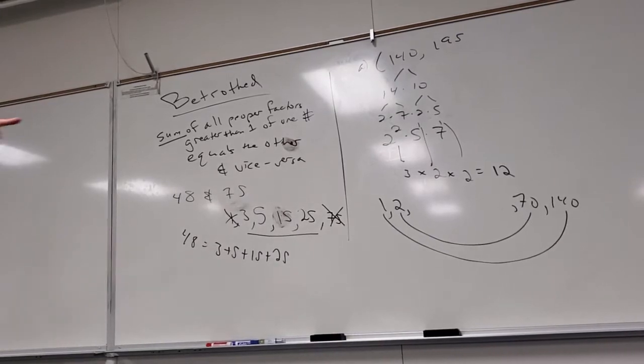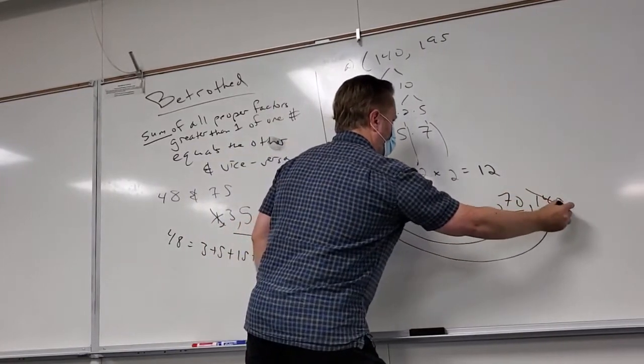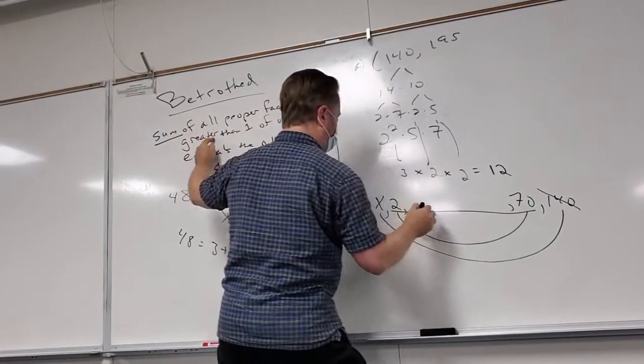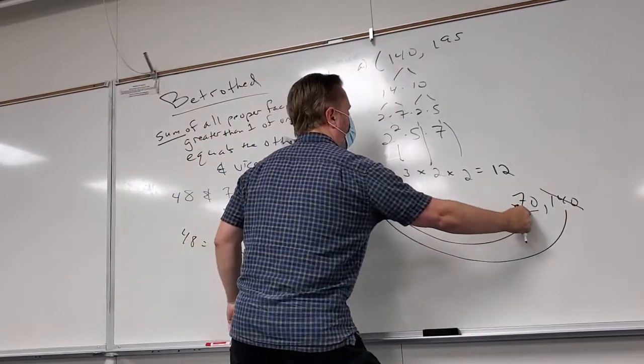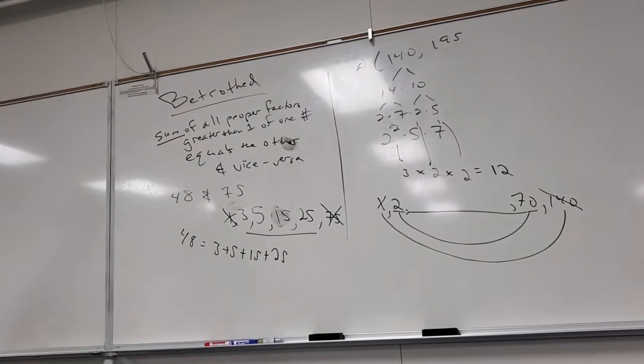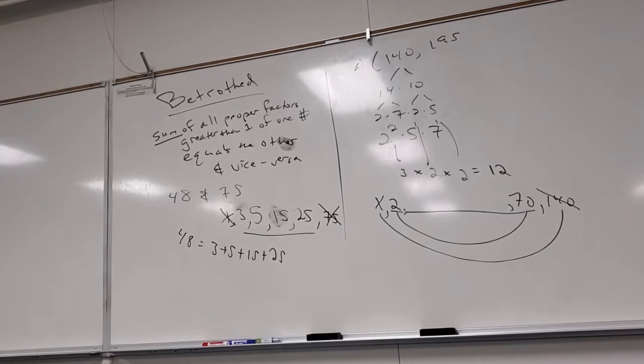Because once you get all these done, you're going to take all of these, not this one, because that's not a proper factor, and not this one, because it's supposed to be greater than 1. And if you add all of these in the middle, it has to equal the other number. That's all it means. So again, I think the hardest part's going to be not missing any factors.